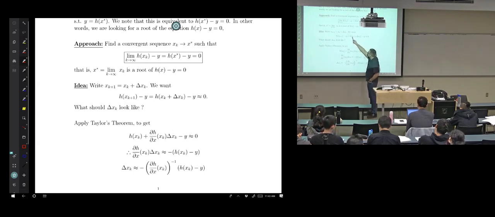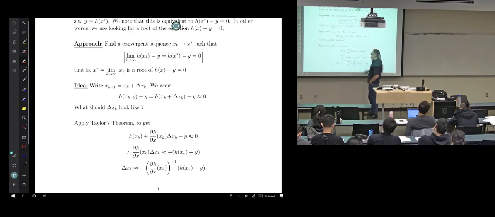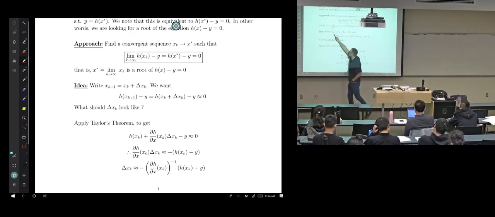And I'm not currently at the root, but I'd like to perturb it in a way that I'm close to being the root, is the intuitive idea. Okay? So I'm not at the root. I'm going to perturb it such that I'm at a root. So how should I choose this perturbation to generate the next element?